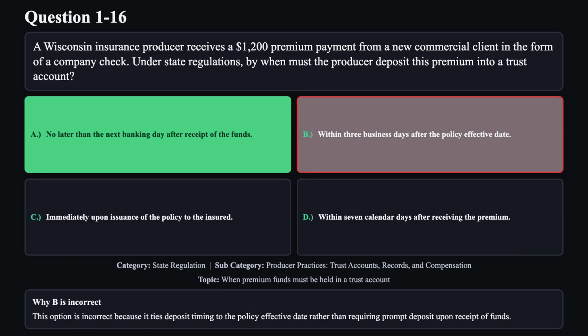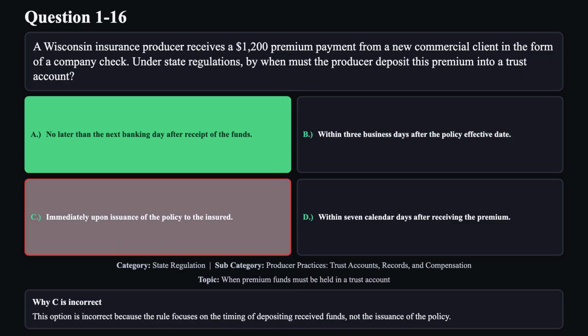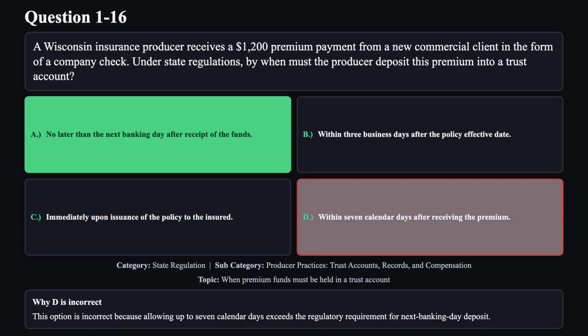Reason B is not correct. This option is incorrect because it ties deposit timing to the policy effective date rather than requiring prompt deposit upon receipt of funds. Reason C is not correct. This option is incorrect because the rule focuses on the timing of depositing received funds, not the issuance of the policy. Reason D is not correct. This option is incorrect because allowing up to 7 calendar days exceeds the regulatory requirement for next banking day deposit.